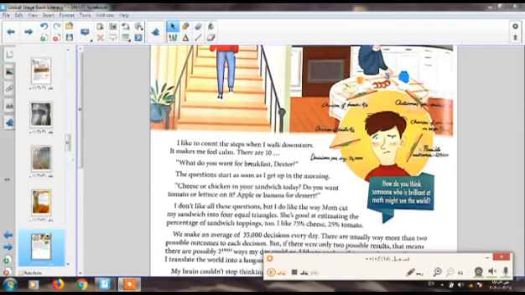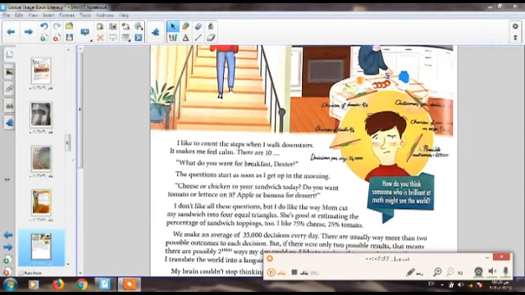I like to count the steps when I walk downstairs. It makes me feel calm. There are 10. What do you want for breakfast, Dexter? The questions start as soon as I get up in the morning. Cheese or chicken in your sandwich today? Do you want tomato or lettuce on it? Apple or banana for dessert? I don't like all these questions, but I do like the way my mom cut my sandwich into 4 equal triangles. She's good at estimating the percentage of sandwich toppings too. I like 75% cheese and 25% tomato.